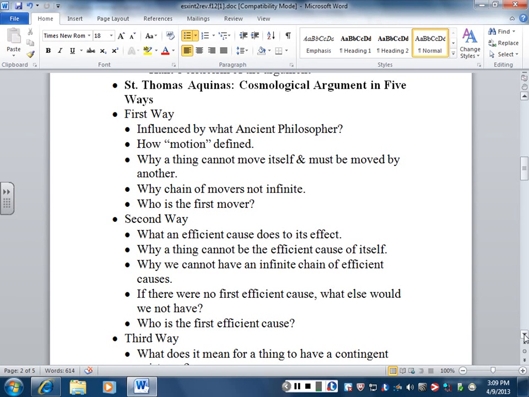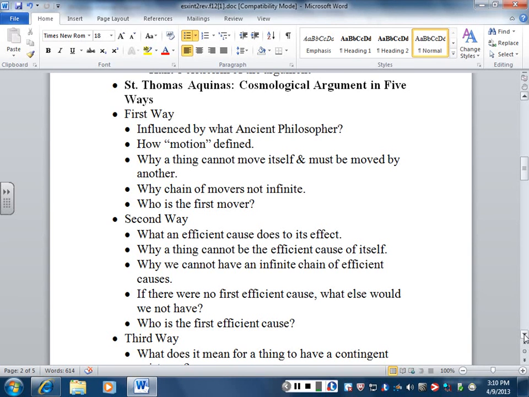But for Aquinas, and Aristotle, motion can also be like development. In other words, it's going from potentiality to actuality. Consider the development of an oak tree from an acorn. This is one of Aristotle's examples. Basically, an acorn is a potential oak tree, but then it becomes an actual oak tree. So we have motion defined as going from potentiality to actuality.